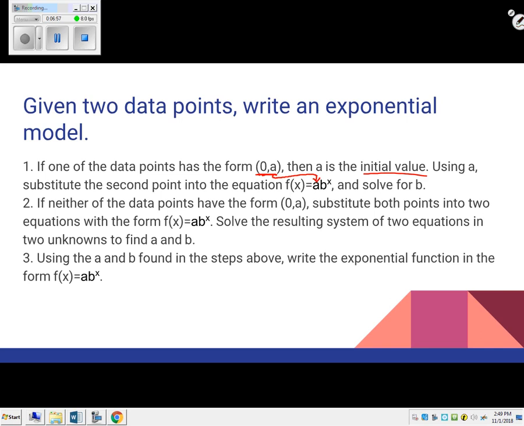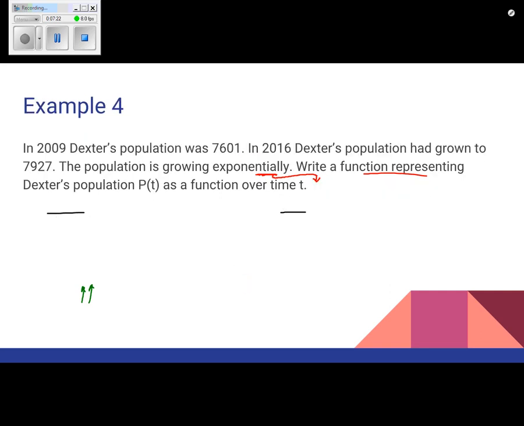Now, it gets a little bit harder whenever they do not. Neither of the points take on this form 0, a. You have to end up using a system of equations to find A and B. Either way, though, what I want to point out is that we are looking for both A and B, the initial value and the growth factor, to plug in to get our answer. So let's see a couple ways this will work.